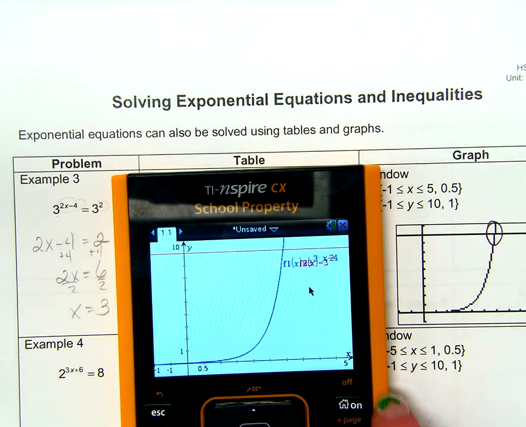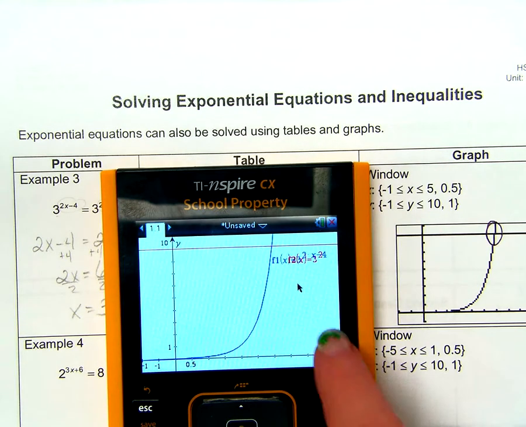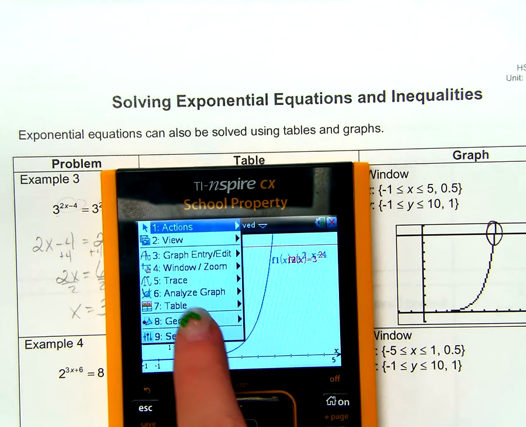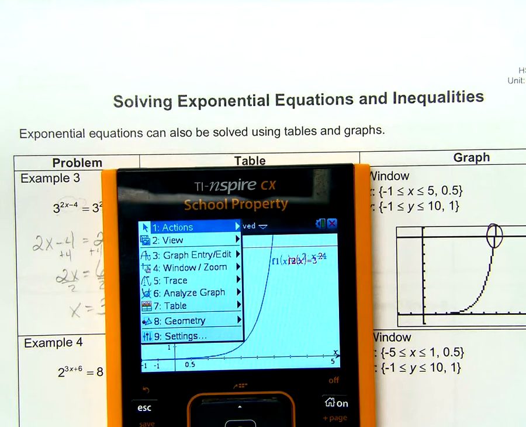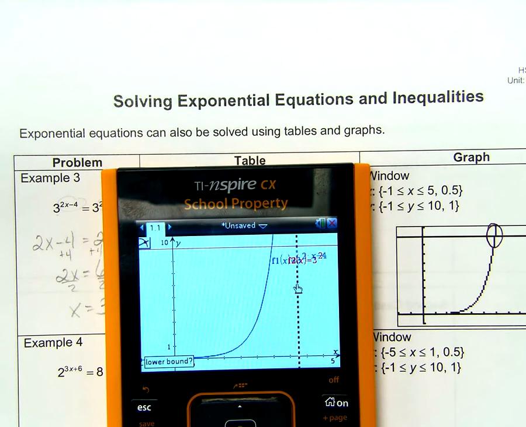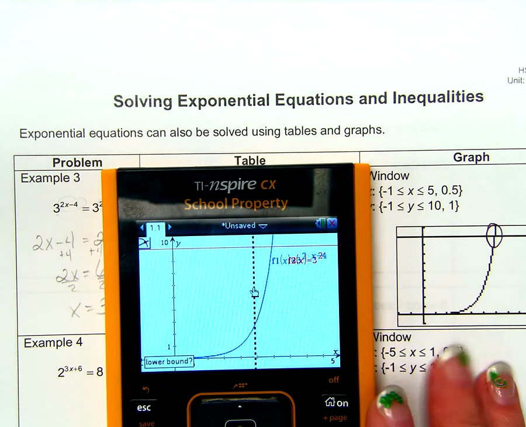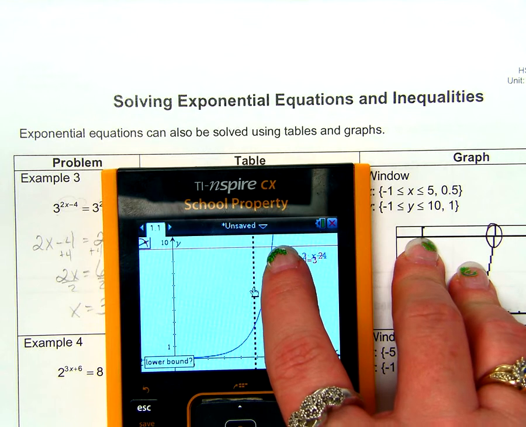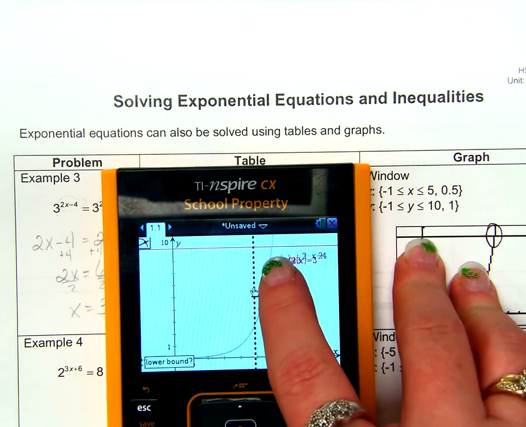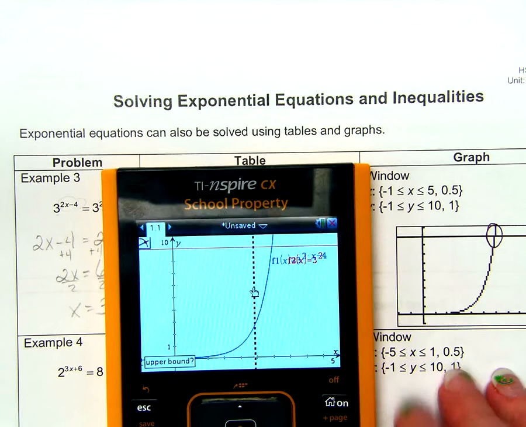So we can actually use our calculator to help. Since we are using our calculator to solve using tables and graphs, let's use it. Menu, analyze graph, intersection. It'll actually find it for us, right? Now the first thing it wants is the lower bound. That means it needs to be on the left-hand side of whatever we're trying to find. Is that dotted line now on the left-hand side of the intersection? Yeah, so I click the middle button.